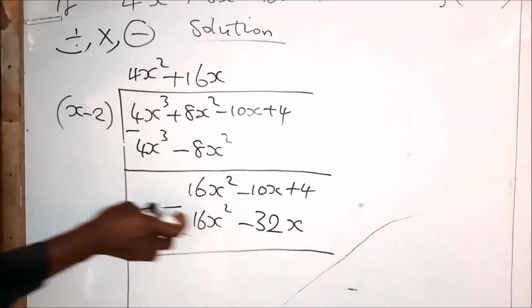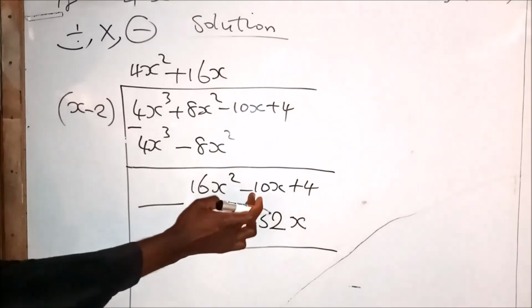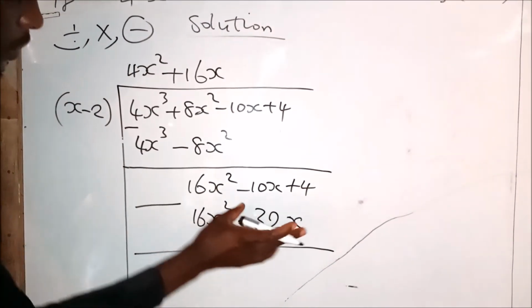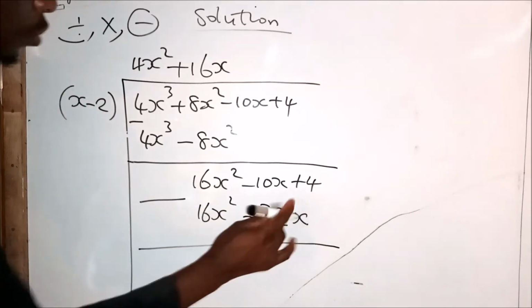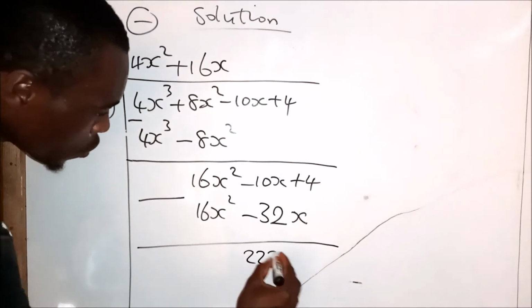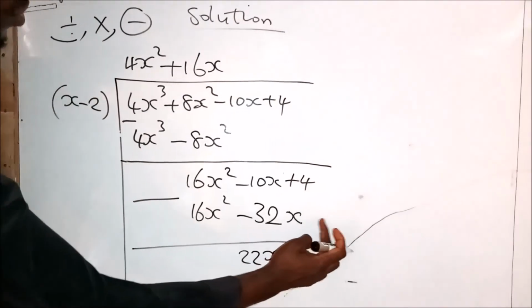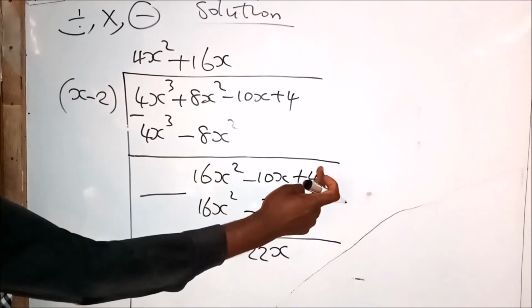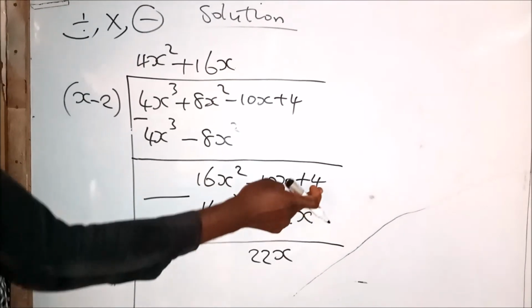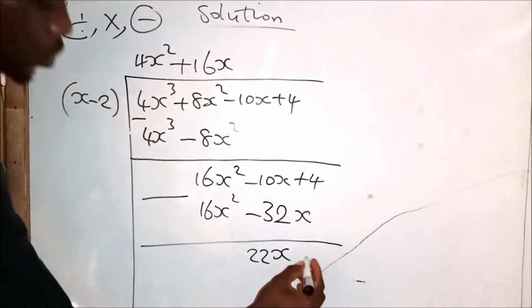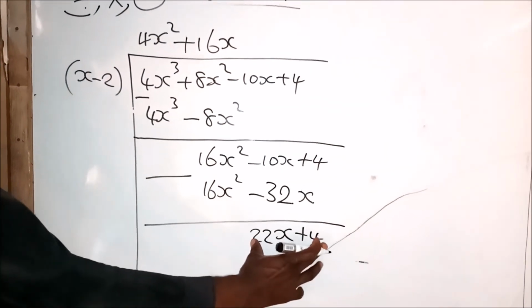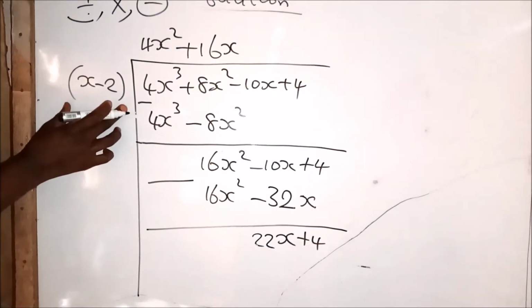So this minus here multiplying this minus is plus. So it should be minus 10x plus 32x. That is minus 10 plus 32, which is going to give us 22x. So there is no constant which is to be worked on with this 4. So we assume it to be 0. We have plus 4 minus 0 to give us plus 4. Now this is our new remainder, and this is also higher than this divisor. So we're going to divide again.